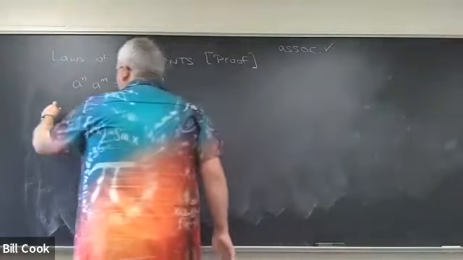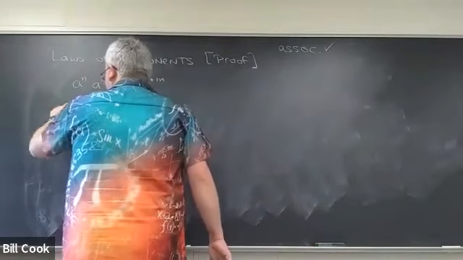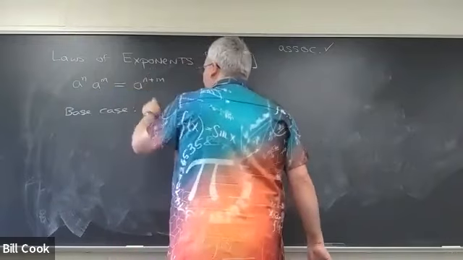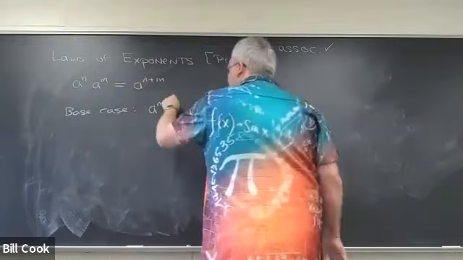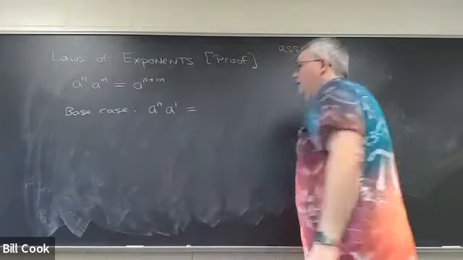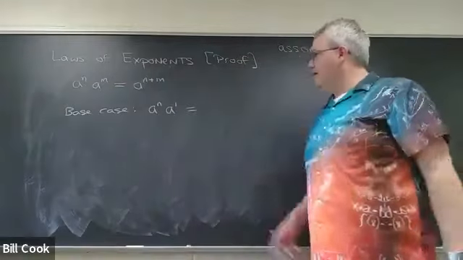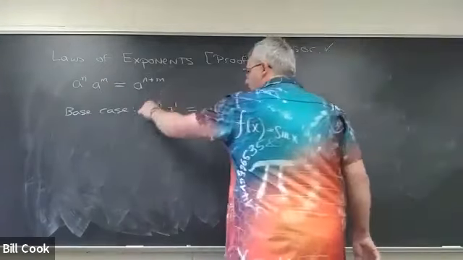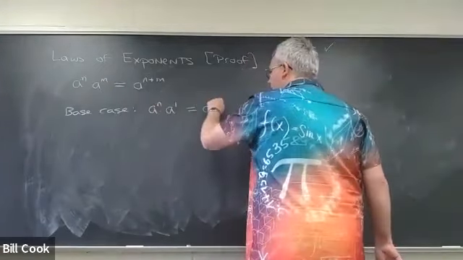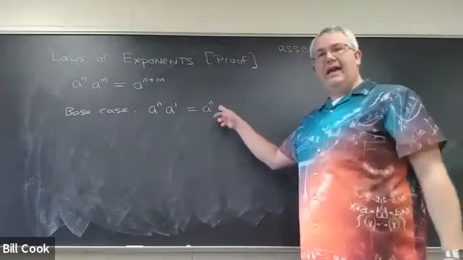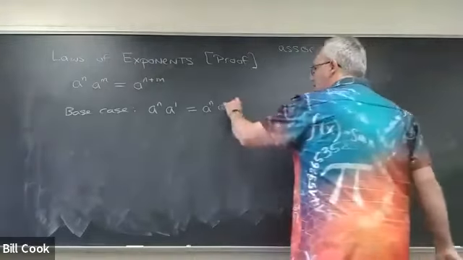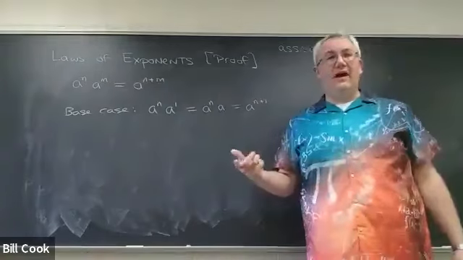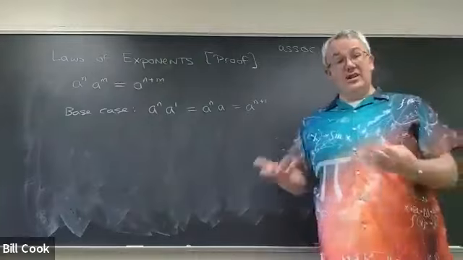So first of all, base case. The base case, a to the n times a to the first. Well, what do we even mean by exponentiation? It's actually defined in this way. a to the first is defined to be a, and a to the n times a is defined to be a to the n plus 1. You actually define exponentiation inductively.